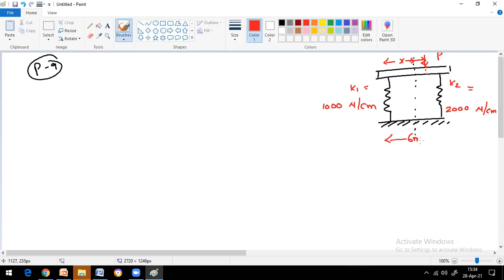The distance between two springs is 6 meters. This is given. Very simple, and very important. This is a GATE kind of problem. Okay, so let's solve this.